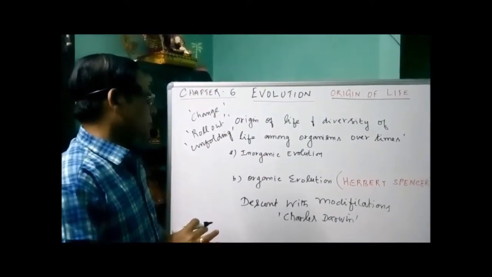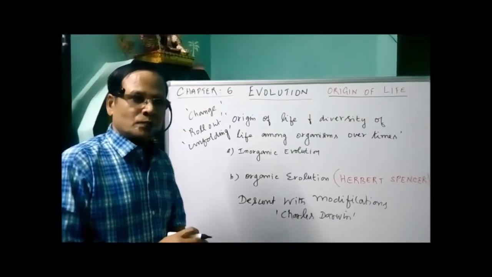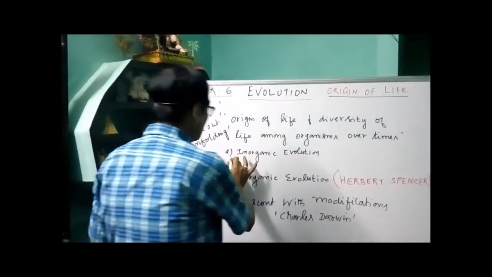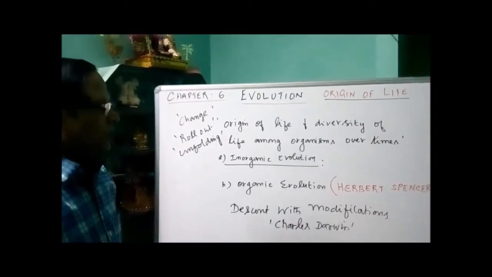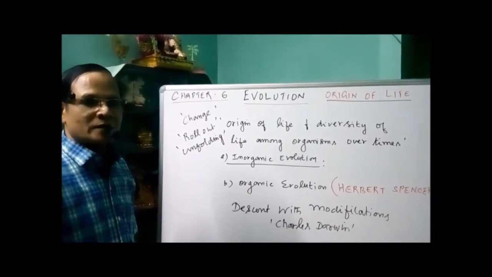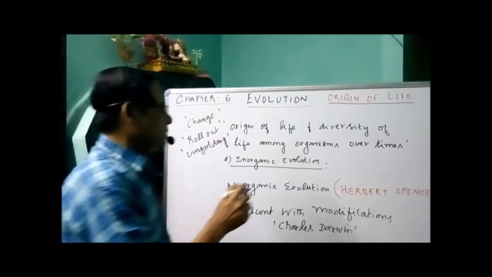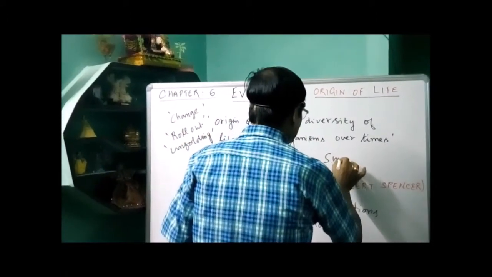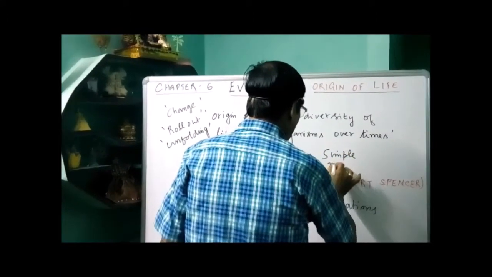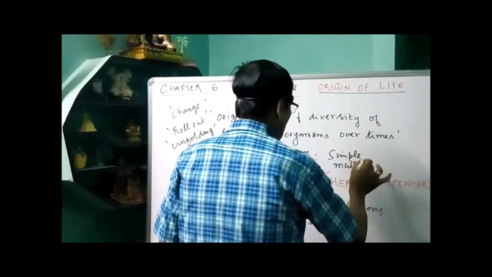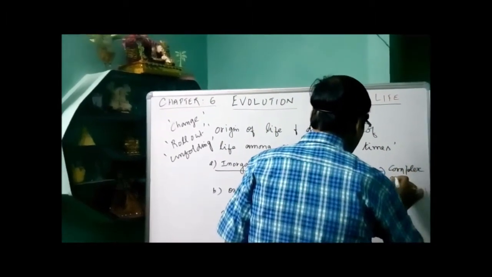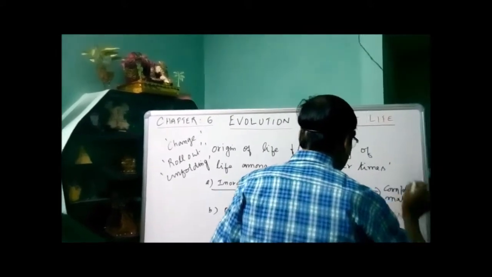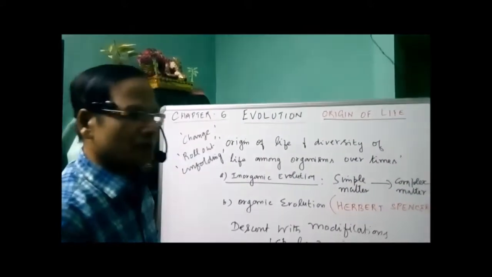Now there are two types of evolution. One, inorganic evolution. What is inorganic evolution? The development of complex matter from simple matter. So, simple to complex matter. This is also inorganic evolution.